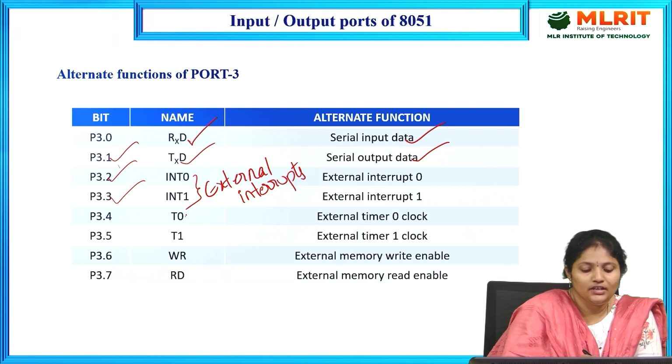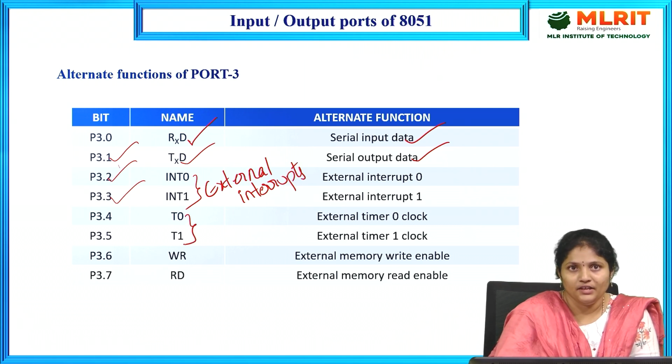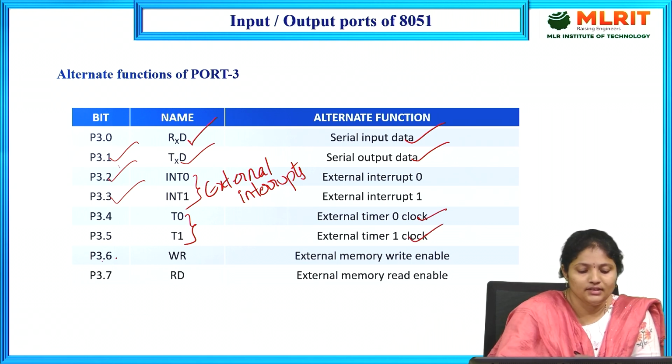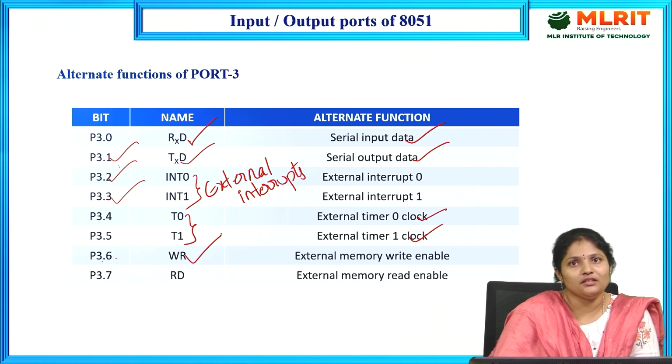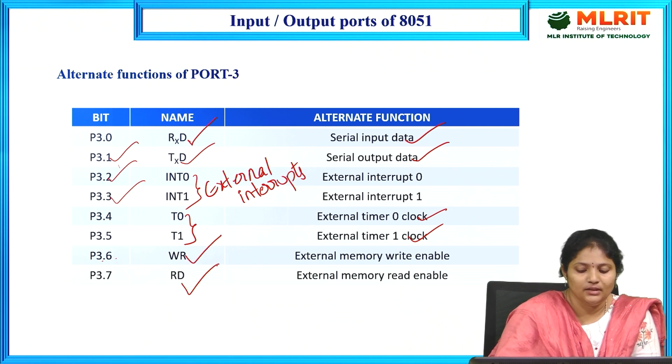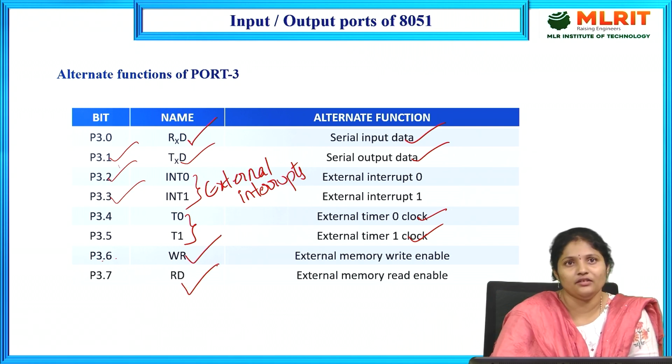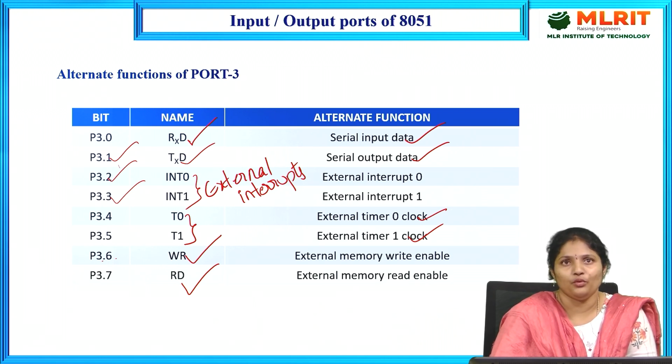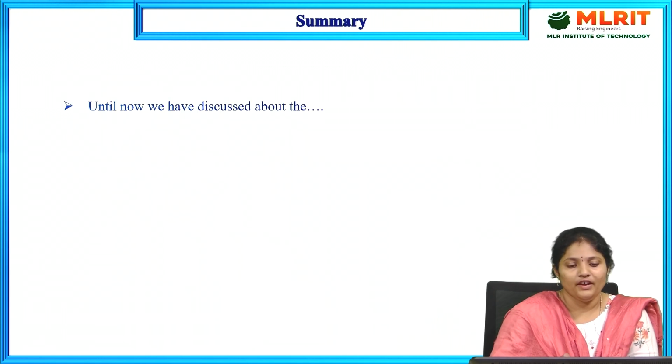Then T0 and T1, the timer 0 and timer 1 inputs. Coming to P3.6, it is write. So external memory write enable and external memory read enable, the write operation and read operation. These are the alternate or specific functions of port 3 of the 8051.